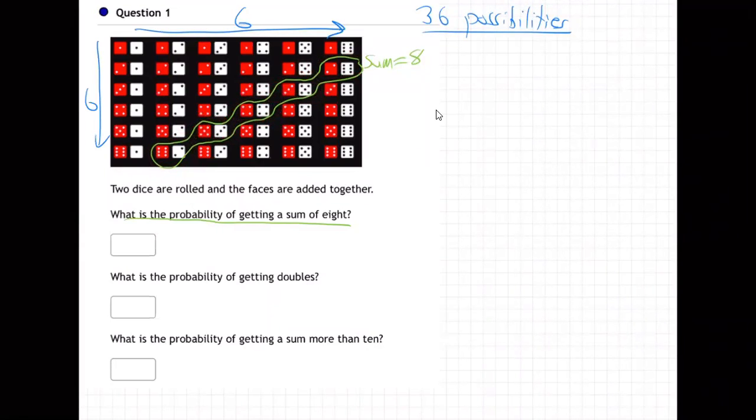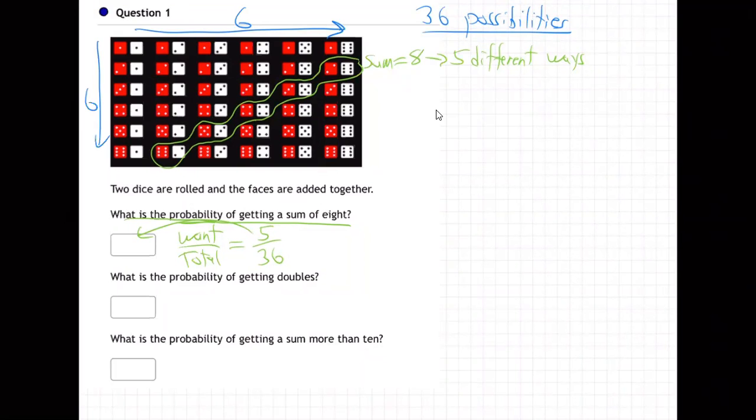So how many possibilities are there? Well, there's 5 of those. 5. There's 5 different ways that you can roll the 2 dice and get a sum of 8. So what's the probability? Remember, probability is always what you want over the total different ways that can happen. Right? So that's 5 out of 36. So that's the answer to that first part. Just type in 5 out of 36. What about the next question?